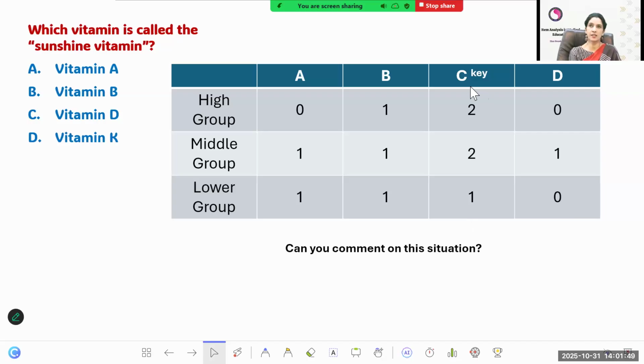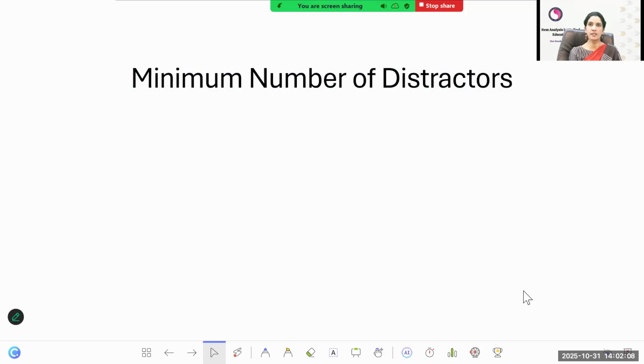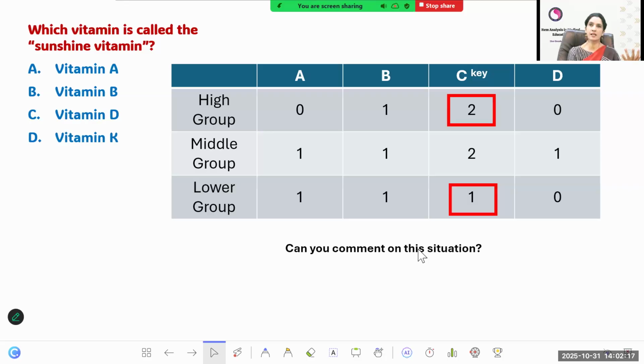In this case, you can see the high achievers have selected this answer 2, but they have selected one distractor also, which is B. And in the lower group also, they have selected all the 3, but one person has selected the key also. So this is quite common. You can see here that many times the high achievers also choose it, which means it is a good distractor that is able to attract the good performing students also.